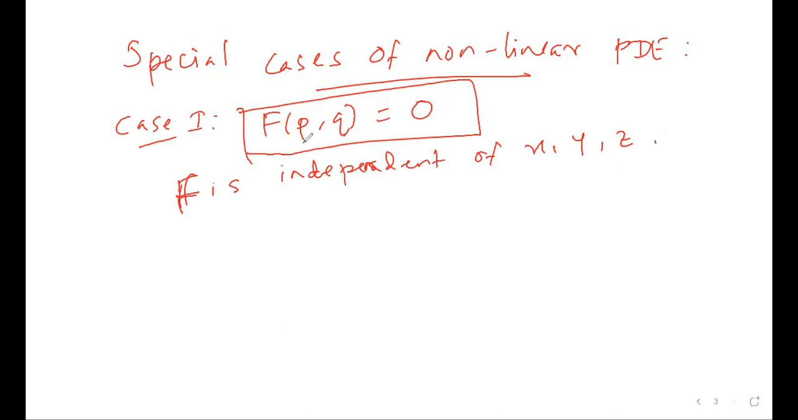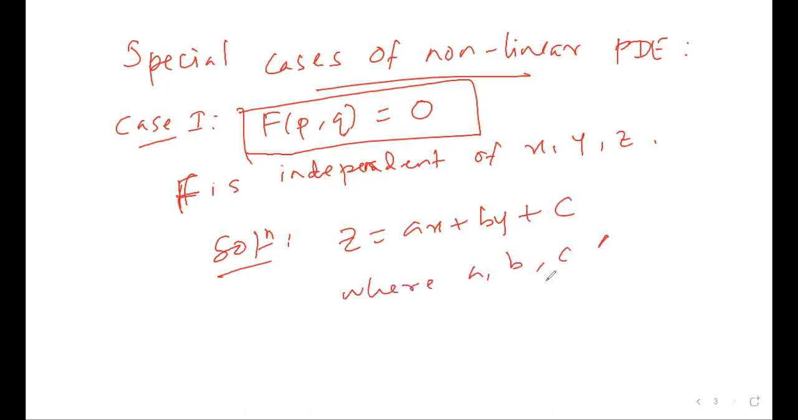So in this case 1, we only have the function of p and q. We don't have any terms of x, y, z. The solution for this case will be in the form z is equal to ax plus by plus c, where a, b, c are arbitrary constants. If you find something in this form, your answer should be in this form. From this you can build up the thing.